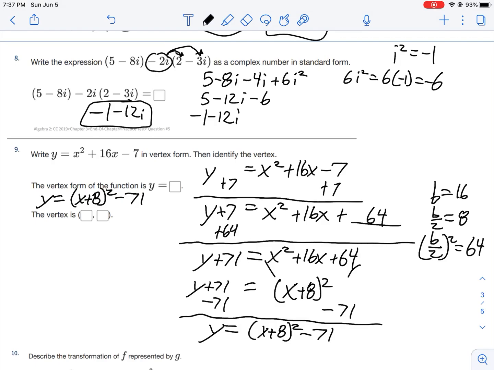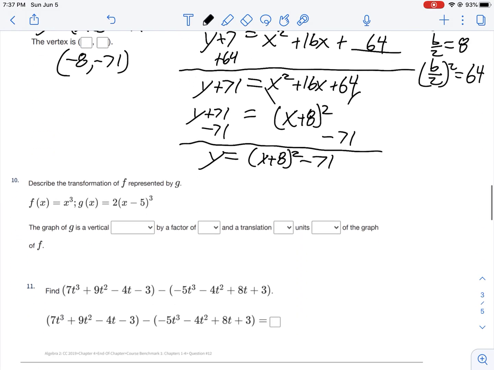Now the vertex, it's in vertex form, it's given to us. That plus 8 on the inside tells us to go to the left 8. Minus 71 on the outside tells us to go down 71. To the left 8, down 71, that's where the vertex is.